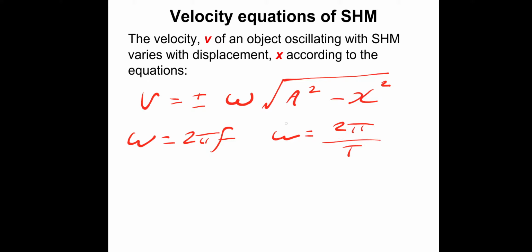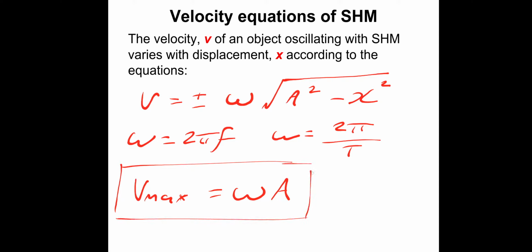So if you want to write these down. Then we need the equation for max velocity. Maximum velocity, if you remember from last lesson, occurs at the equilibrium position, so the displacement x would equal 0 at that point in time. So max velocity is omega, the displacement x is 0, so we're left with the square root of a squared, which is just the amplitude. So there are the four equations. Vmax is omega A.